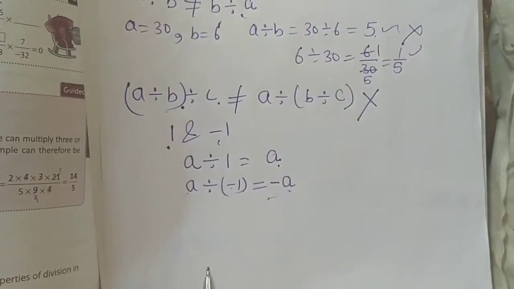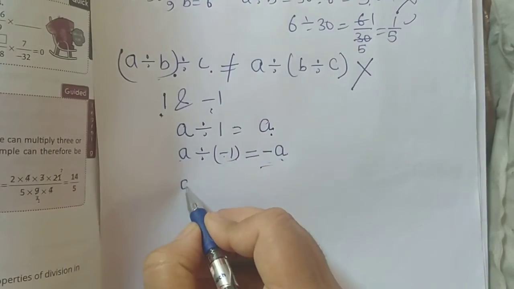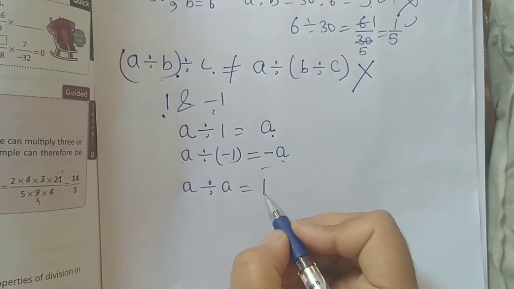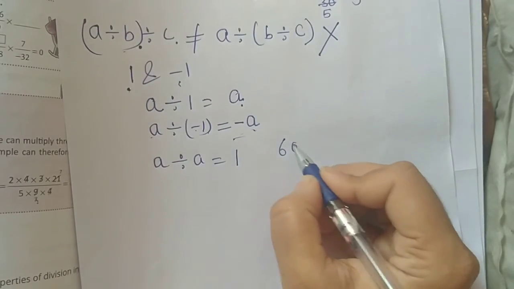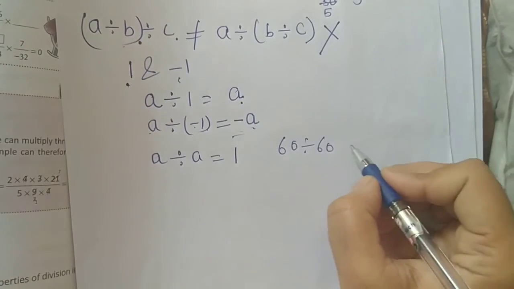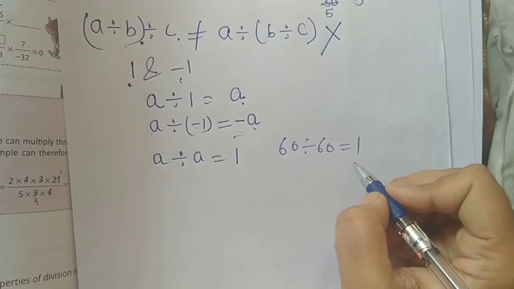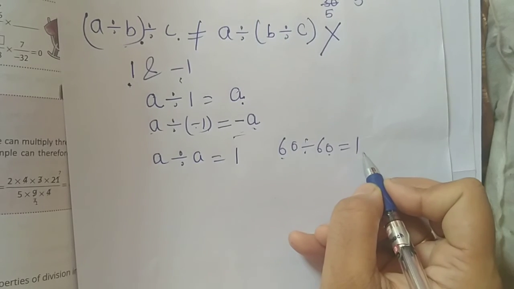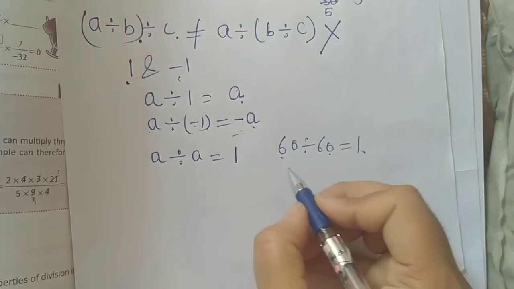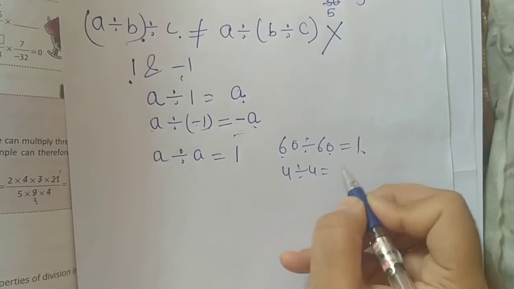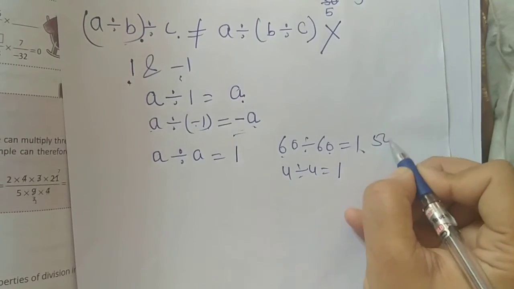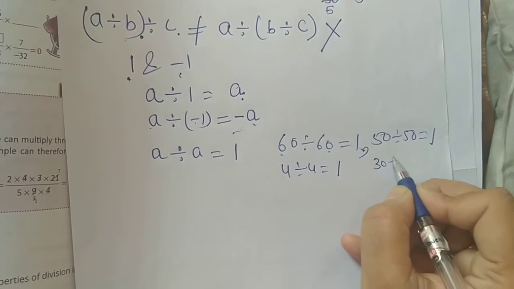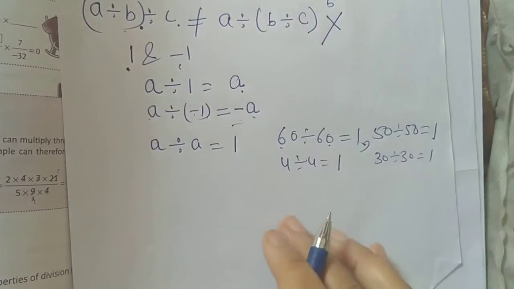Then division by itself. If we divide a by a, then we get the answer 1. For example, 60 divided by 60 gives answer 1. The same number divided by the same number, the answer is always 1. For example, 4 divided by 4 is equal to 1, 50 divided by 50 is equal to 1, 30 divided by 30 is equal to 1.